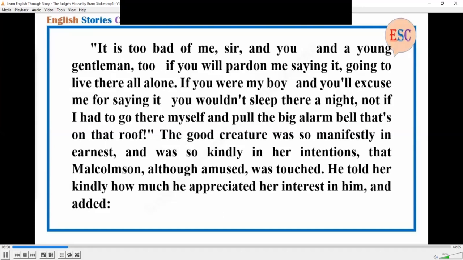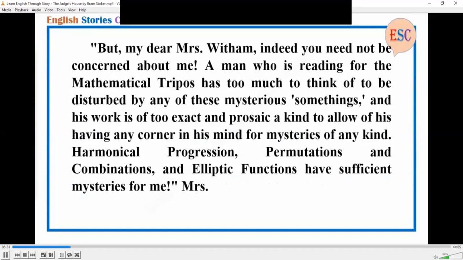The good creature was so manifestly in earnest, and was so kindly in her intentions, that Malcolmson, although amused, was touched. He told her kindly how much he appreciated her interest in him, and added, "But my dear Mrs. Witham, indeed you need not be concerned about me. A man who is reading for the mathematical tripos has too much to think of to be disturbed by any of these mysterious somethings, and his work is of too exact and prosaic a kind to allow of his having any corner in his mind for mysteries of any kind. Harmonical progression, permutations and combinations, and elliptical functions have sufficient mysteries for me."